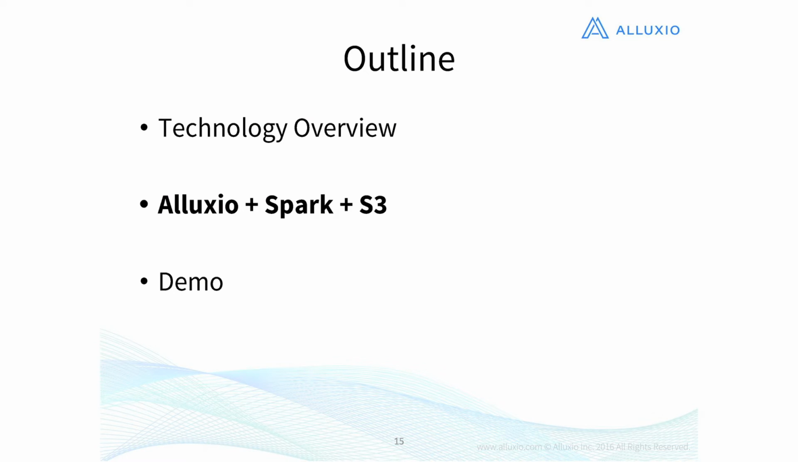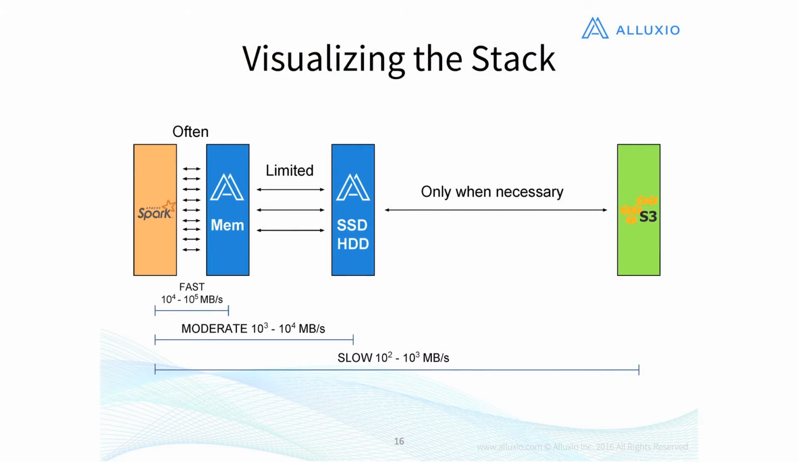So that's kind of the high-level motivations, like simple reasons why we would want to introduce Alluxio to the stack. Now I want to take a closer look at a particular big data stack, which is Alluxio, Spark, and S3. I want to give a visual representation of the stack so as to motivate how far the data lives from each other.